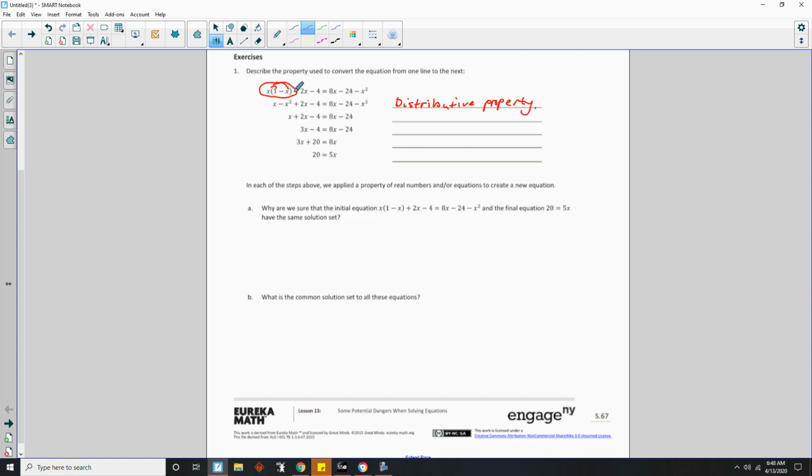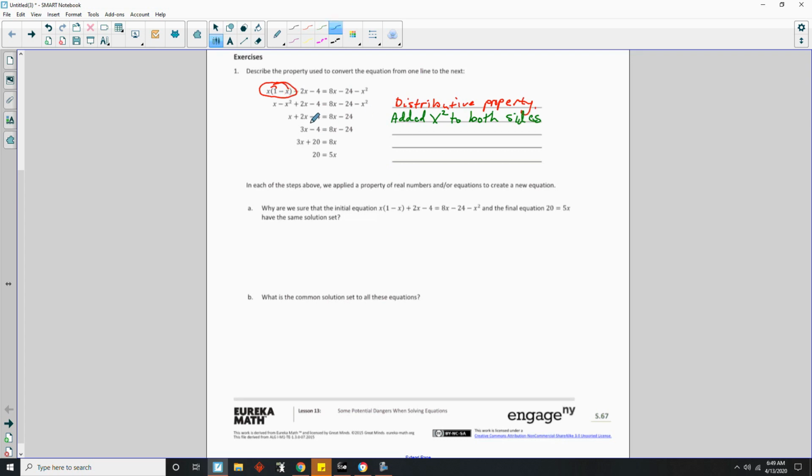All right. Then from this step down to here, x minus x squared plus 2x. All right, so what happened to get from here to here? The minus x squared got added to both sides. Okay, so that is added x squared to both sides of the equation. That would be the addition property of equality. So I'm just going to say added x squared to both sides. That's what we did, but it's called the addition property of equality.